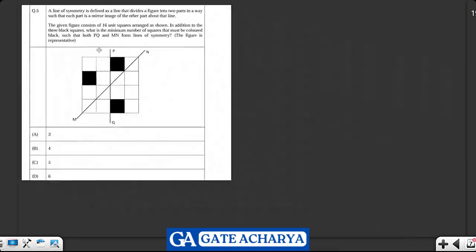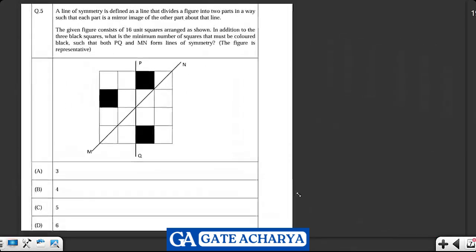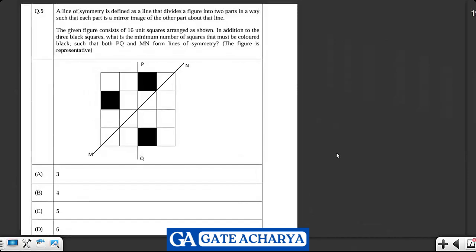This is a reasoning kind of problem. The line of symmetry is defined as a line that divides a figure into two parts in a way such that each part is a mirror image of the other about that line. The given figure consists of 16 squares arranged as shown. In addition to the 3 black squares, what is the minimum number of squares that must be colored such that both PQ and MN form lines of symmetry?